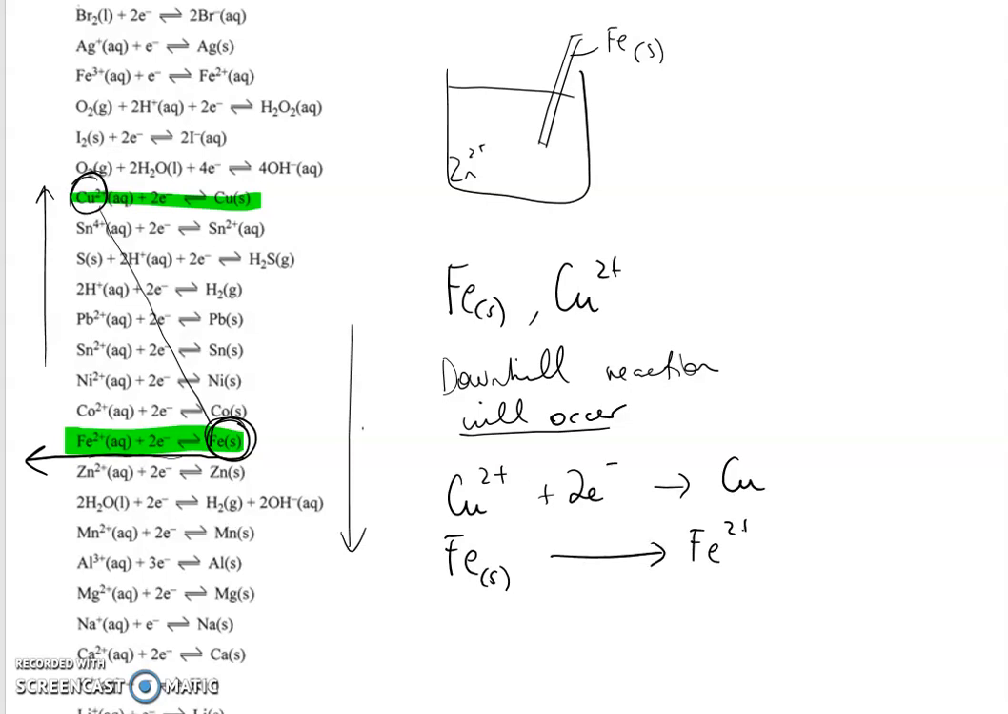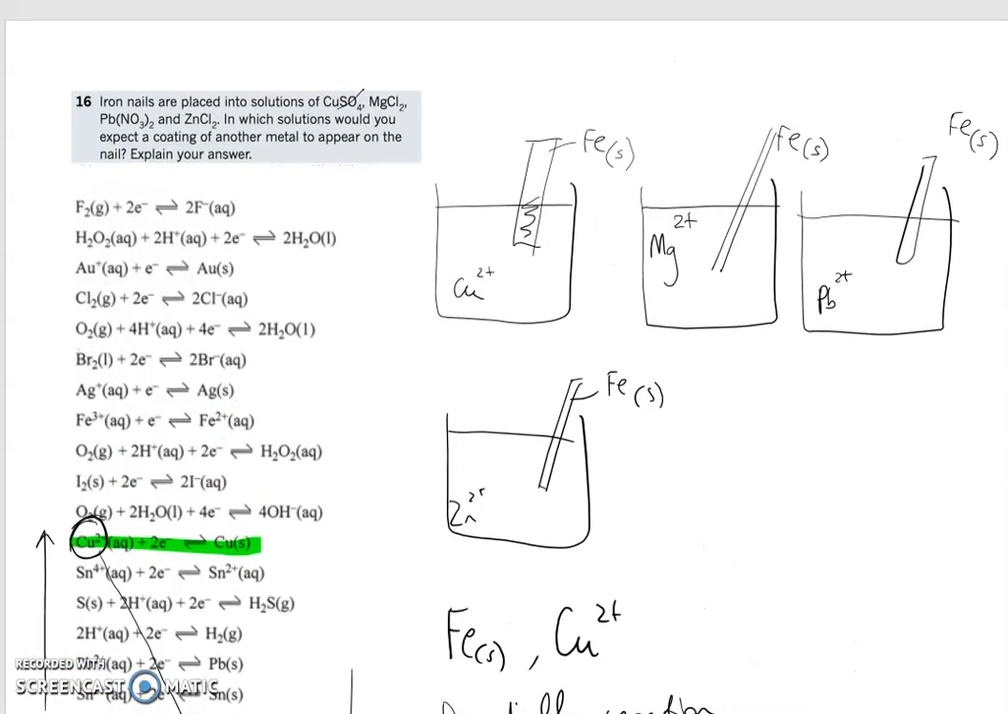So we write it out like that as well: Fe2+ plus 2 electrons. So this is the reaction that's occurring. Copper is picking up these 2 electrons that the iron is giving off. So there is a reaction, and the metal that will start to appear is the copper metal, because it's picking up the electrons that the iron really wants to give away. So yes. Okay, so in which solutions would you expect a coating of another metal to appear? Well, definitely the first one. That's a big tick. Now we have to think about magnesium ions. So that's the one we're going to consider now.